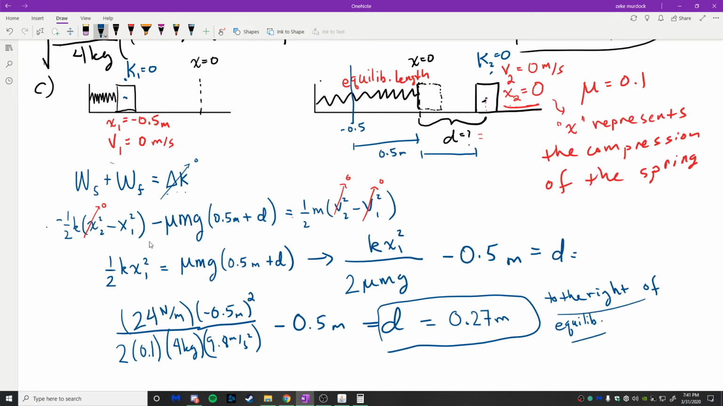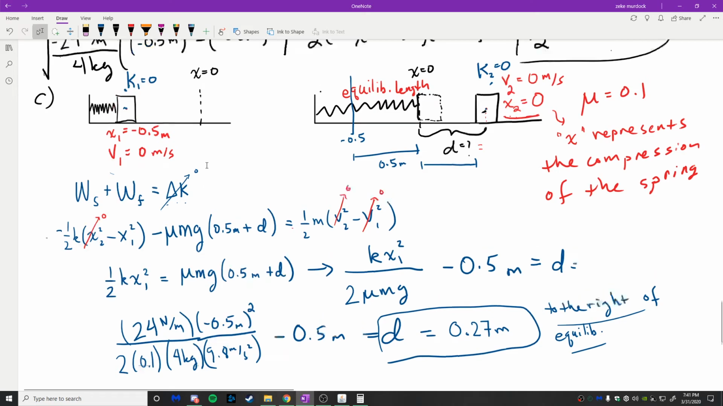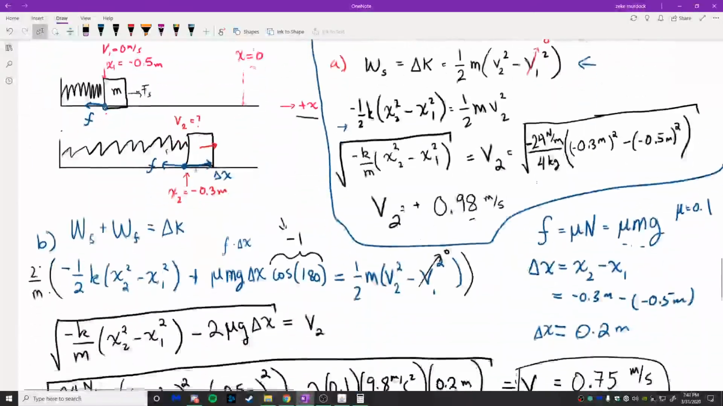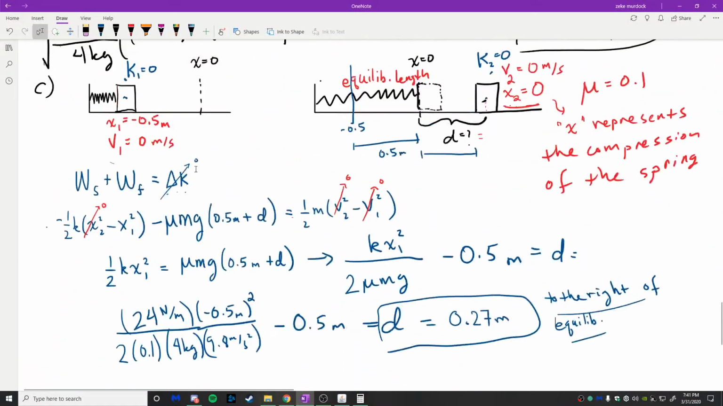So that's to the right of the equilibrium position, which is about 0.77 meters total. Okay, so there's a problem. This took a lot of work to solve, but I think in reality, if you did this work on paper, it wouldn't take you nearly as many lines. I'm just trying to show all the steps.